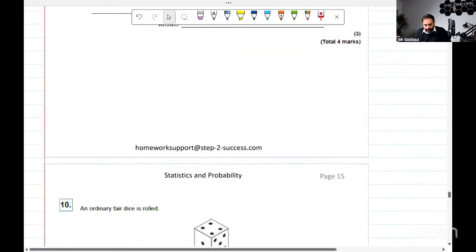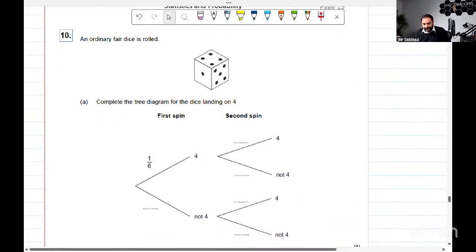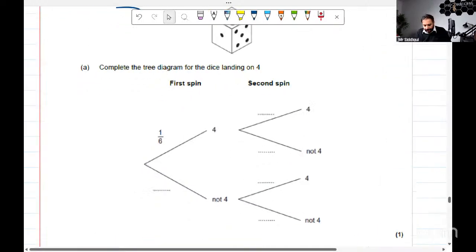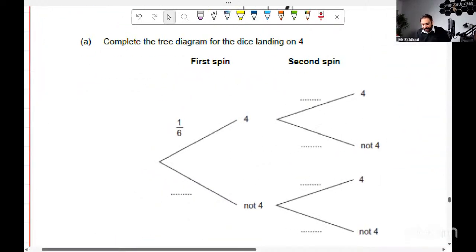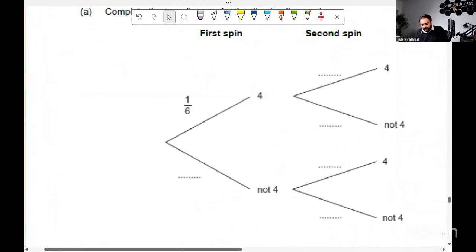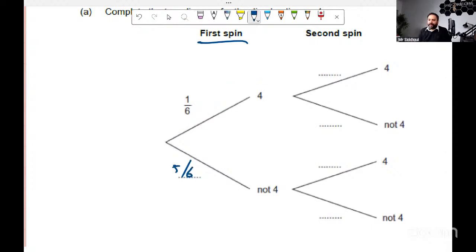There, hopefully. Question 10. An ordinary fair dice is rolled. Once again, a fair dice, so it's just 1, 2, 3, 4, 5, 6. Complete the tree diagram for landing on a 4. Okay. So we've rolled it once. 1 out of 6 is the probability of getting a 4. Not 4, must be 5 out of 6 because there's 5 other numbers that do that.